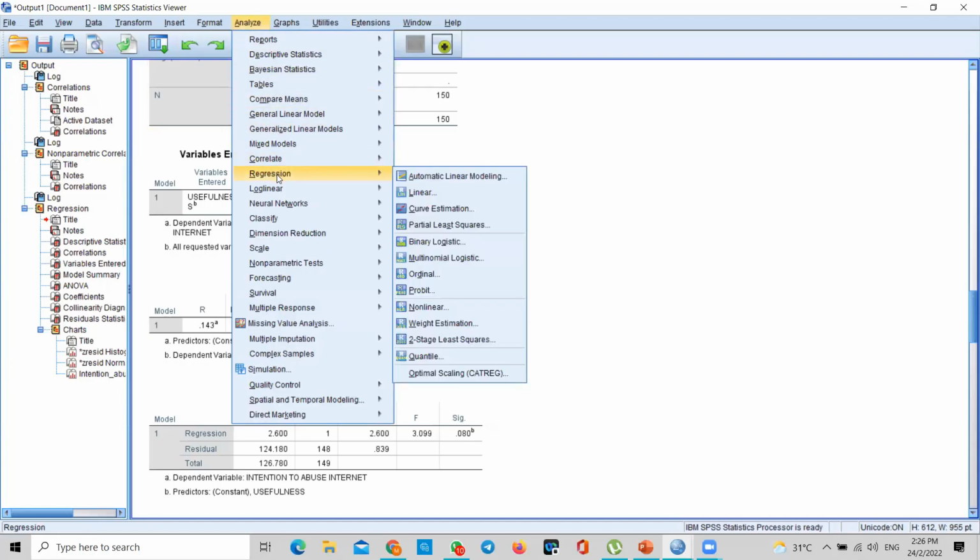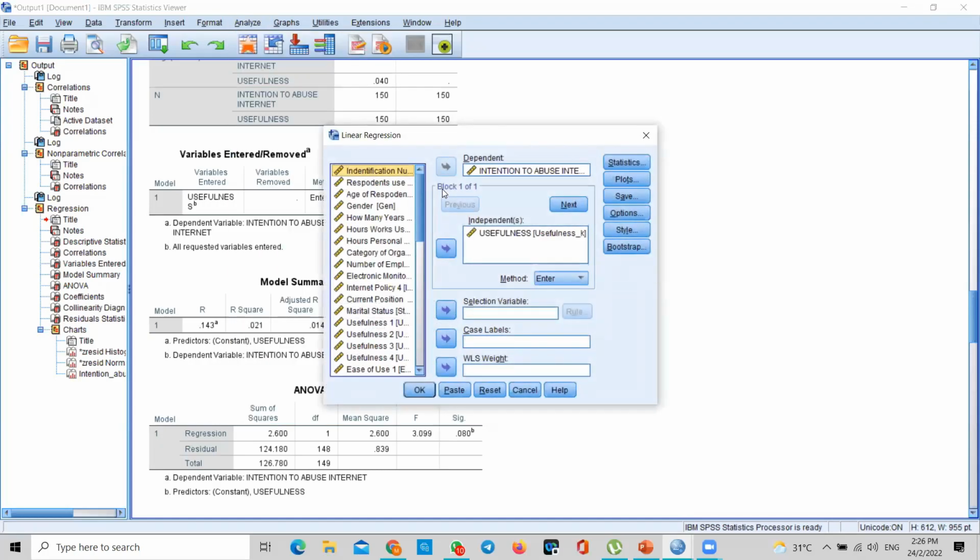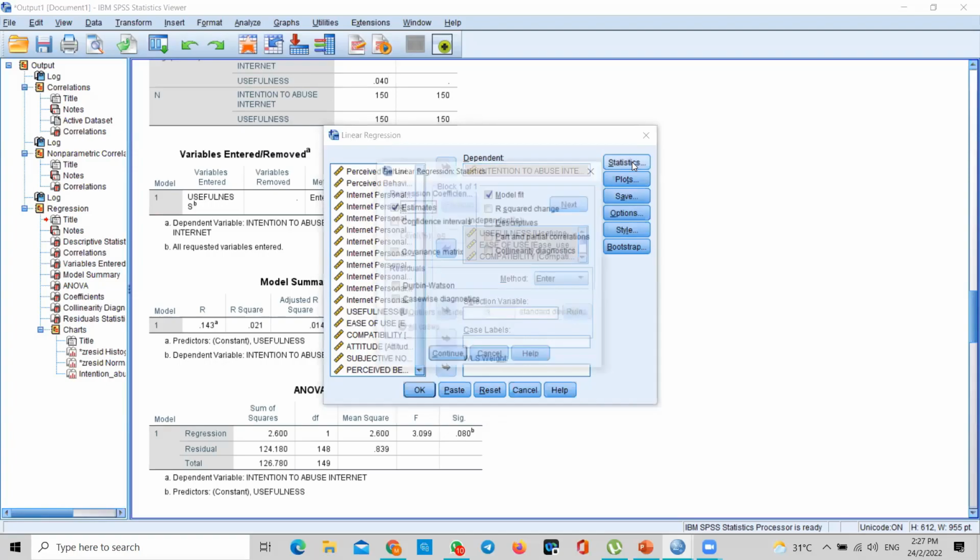So we go to analyze, regression, linear, the same steps that we have followed. Okay, and if you want to reset, click on reset at the bottom. So all are out now. So everything we do once. So intention to abuse internet is dependent. And these all are your independent variables. We put them under independent. Then we click again the same thing.